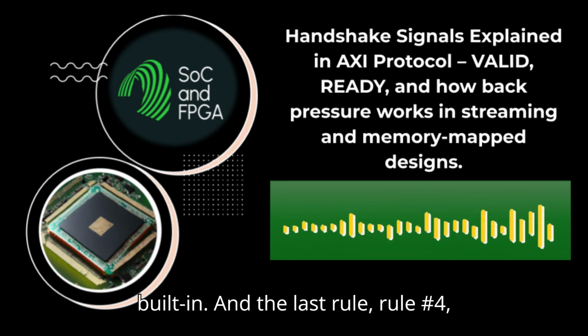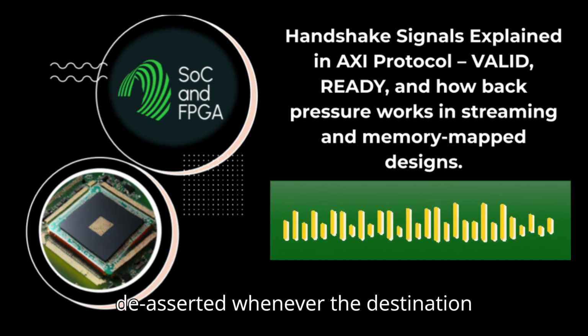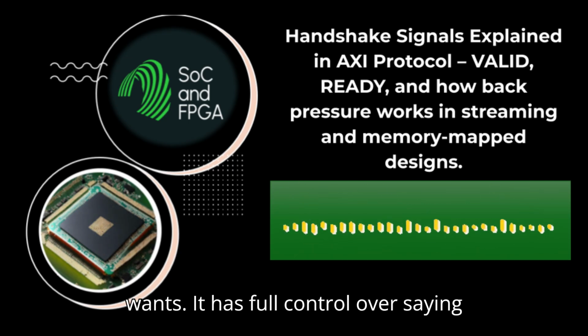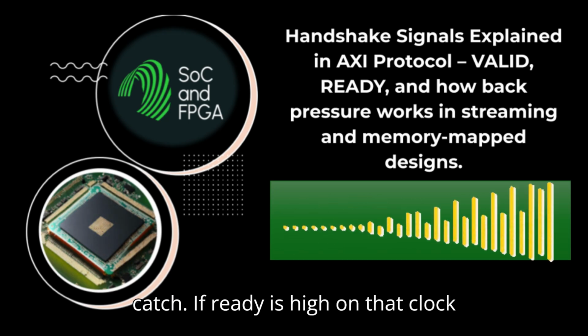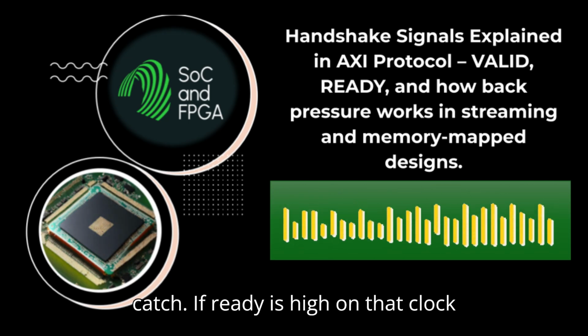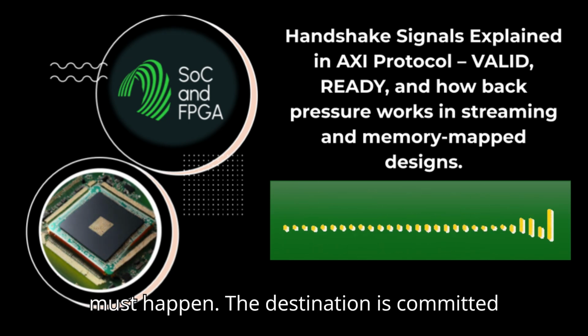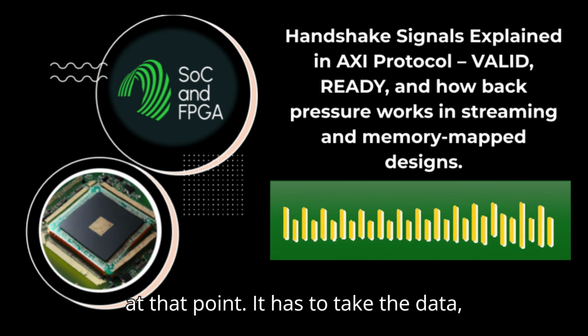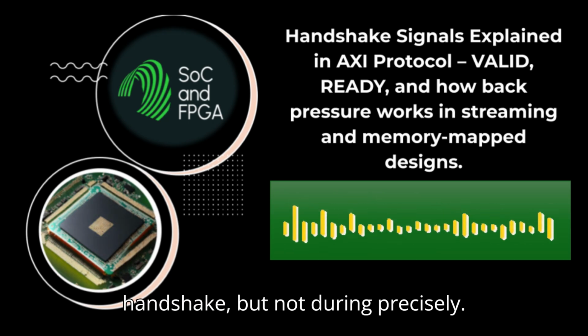And the last rule? Rule number 4. The ready signal can be asserted or deasserted whenever the destination wants. It has full control over saying, I'm ready or hold on. But there's a catch. If ready is high on that clock edge and valid is also high, the transfer must happen. The destination is committed at that point. It has to take the data. Right. It can change its mind before the handshake, but not during.